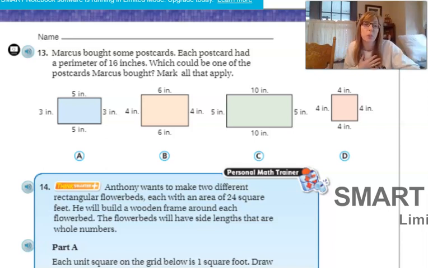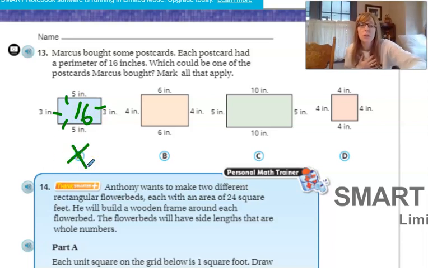So it's perimeter. So perimeter is, tell me what perimeter is, length plus width. So you're going to add up all of these sides. So we have 5 plus 5 is 10, and 3 plus 3, which is 6. So we have 10 plus 6 is, you are correct, we have 16. So that one could apply.